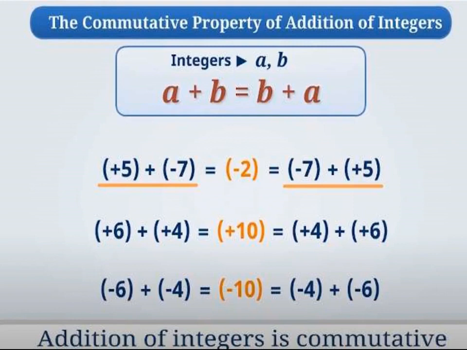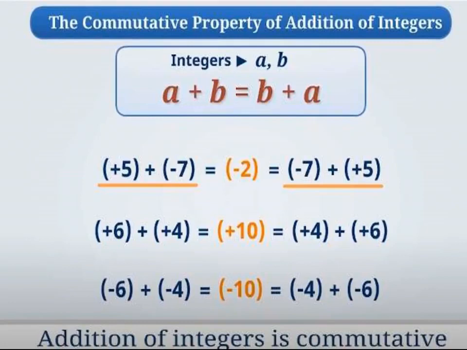Suppose we take plus 5 and minus 7. Then we can add these two integers. What is the sum? We will get the sum minus 2. Here plus 5 is one integer and minus 7 is another integer. The sum of both integers is equal to minus 2.